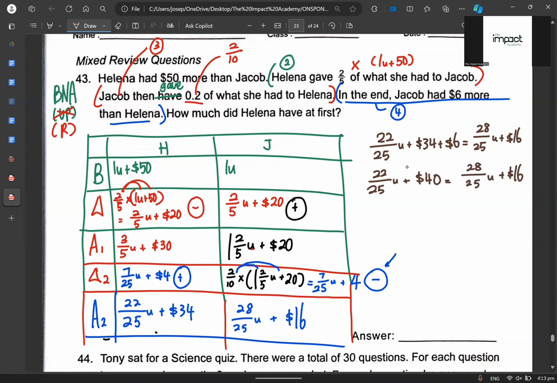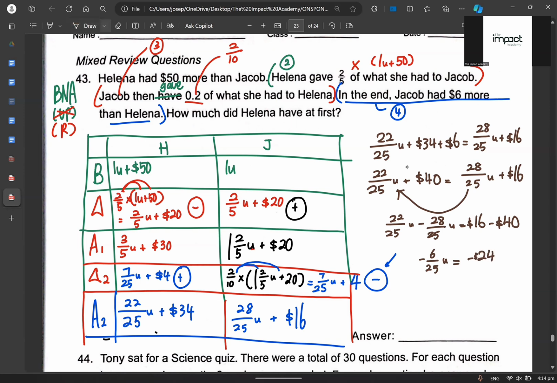Okay, same family, sit together. So this come over to this side. Can? Is it okay? All right, 22 over 25 units. You got to be very careful. Minus away 28 over 25 units is equals to $16 minus away $40. Do you understand or don't understand? Negative 6 over 25 units is actually equals to 16 minus 40. That gives me minus $24.